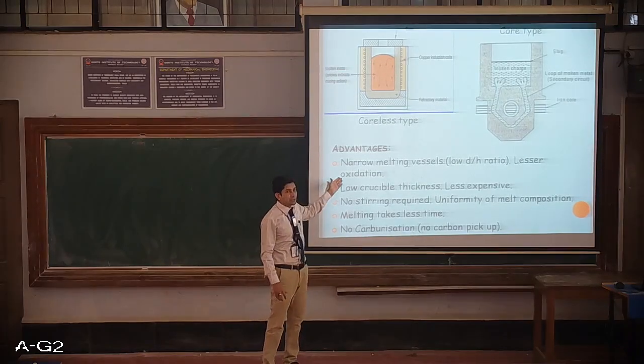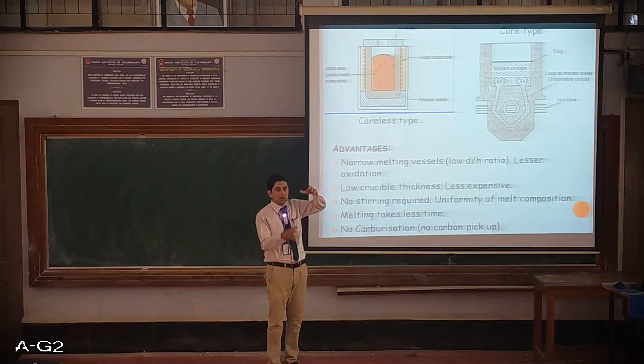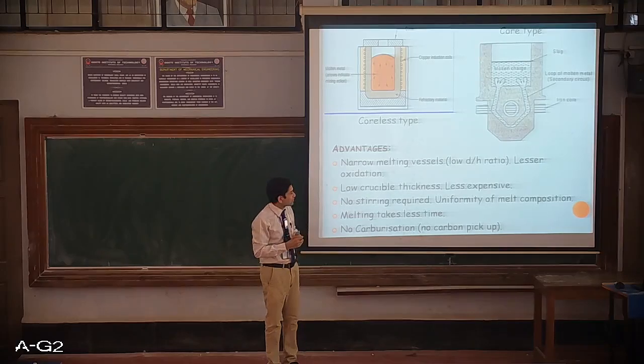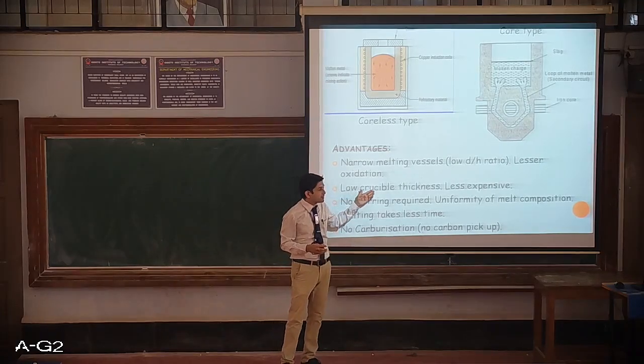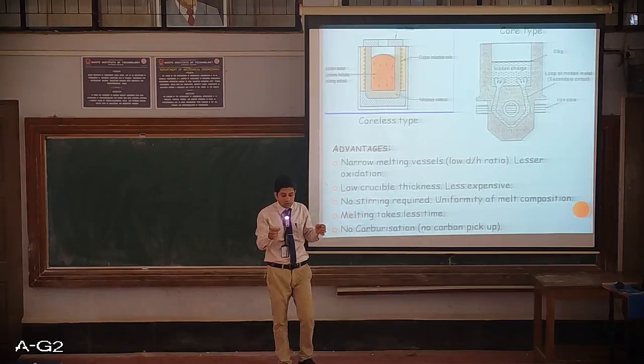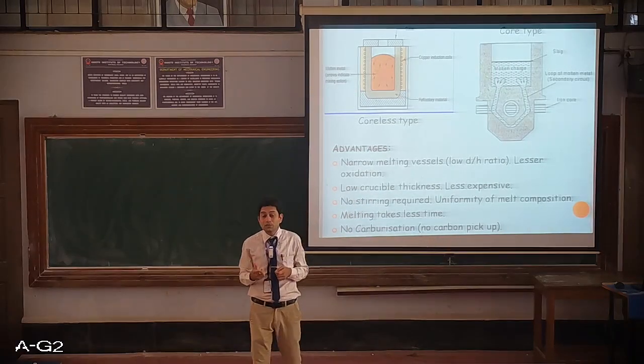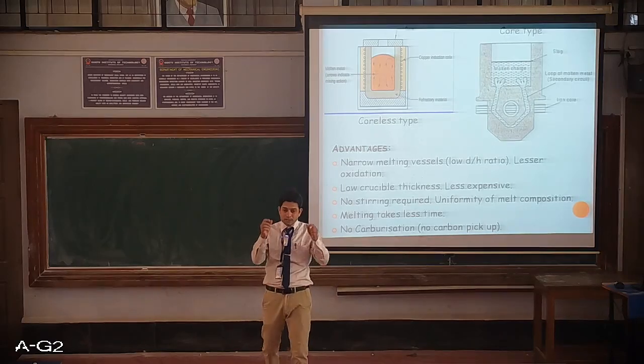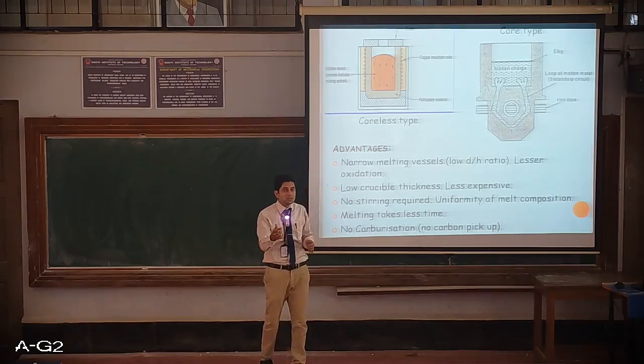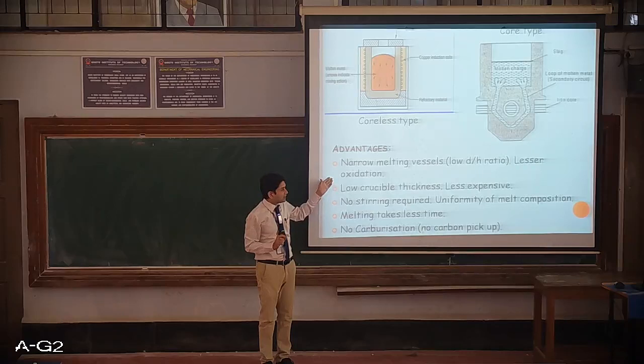And lesser oxidation. Since you have a bigger vessel, only one small area of the metal will come in contact with oxygen. So that's why lesser oxidation. Low crucible thickness. The thickness is very much lower. The crucible thickness is expected to be lower because otherwise the secondary current will not develop so easily. That's why it is expected that the crucible thickness is very much lesser, and it is also very much less expensive. This type of furnaces are less expensive.